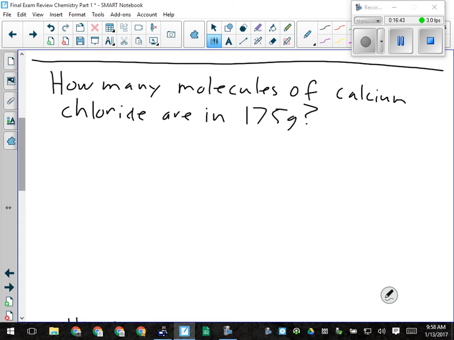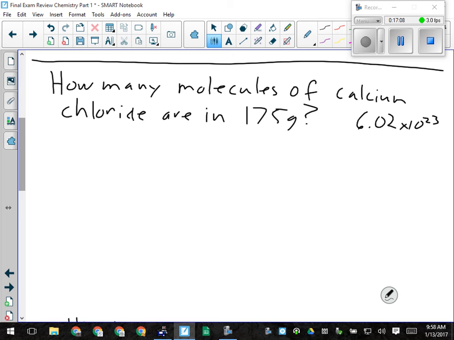When you have a question that either asks about the number of molecules or gives the number of molecules, you will have an extra step involving Avogadro's number. Remember that Avogadro's number is 6.02 times 10 to the 23. That is the number of molecules in one mole. All right, so for this one, we'll just walk through it together.